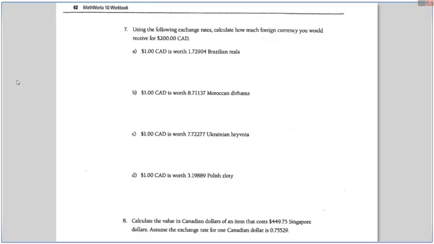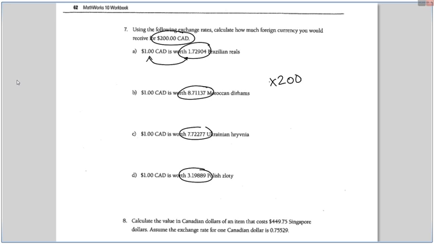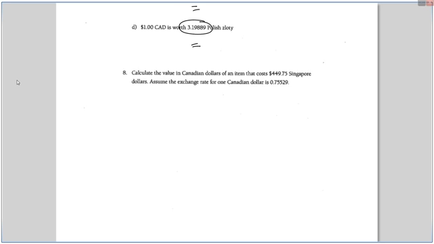So this question, using the following exchange rates, calculate how much foreign currency you would receive for 200 Canadian. So these are perfect. It says 1 is equal to this, so how much would 200 be? In all these questions you just take this exchange rate and times by 200. So you'll get each answer. Okay, that's super easy.